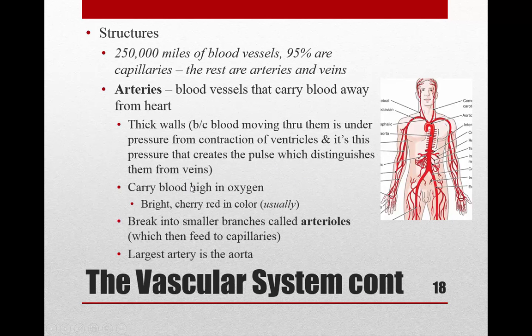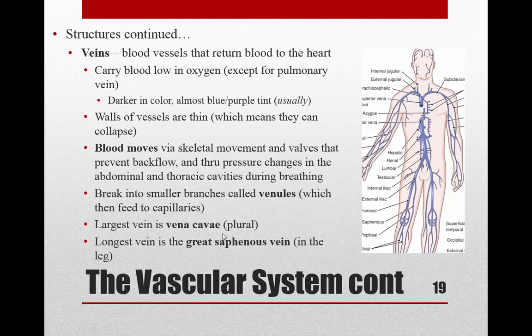So big arteries break down into smaller branches called arterioles, which then break into smaller branches, which are called capillaries, as you guys know. And then that'll eventually feed back into veins. The largest artery is the aorta. I'm not going to test you on that, but it's fun to know. The other types of vessels we have are veins. And so veins return to the heart, okay? They carry blood that is usually low in oxygen, except for the pulmonary vein, as you can see there.